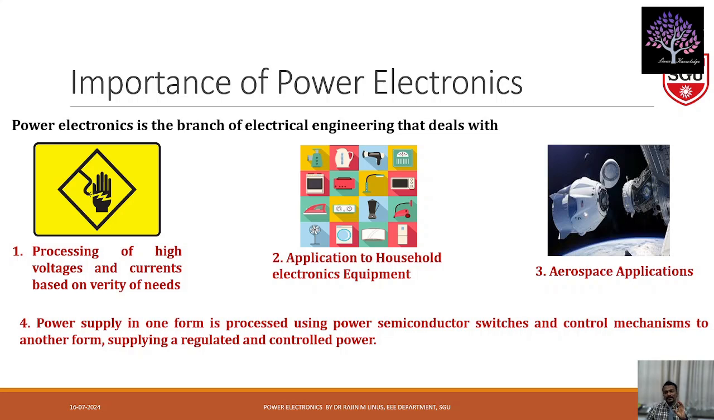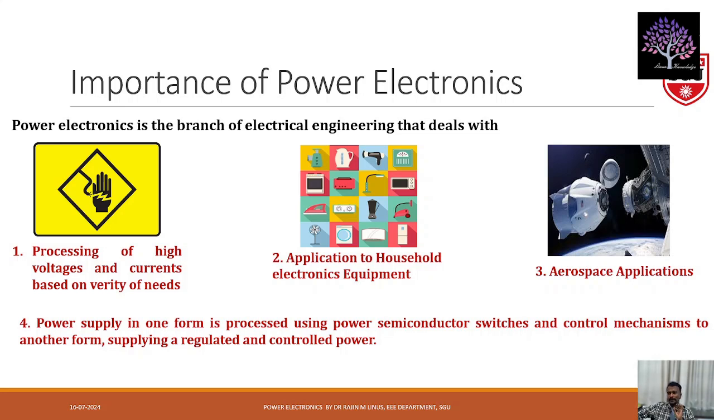Then aerospace applications. In aerospace, lightweight equipment is normally preferred. If you want to convert one fixed AC voltage to another voltage without changing the frequency, we use a transformer. But the transformer is bulky and heavyweight, and we cannot use it in aerospace, where weight is already high. For those applications, we use AC to AC converters. This helps aerospace engineers in the aeronautical side. For that purpose also, power electronics is very important.